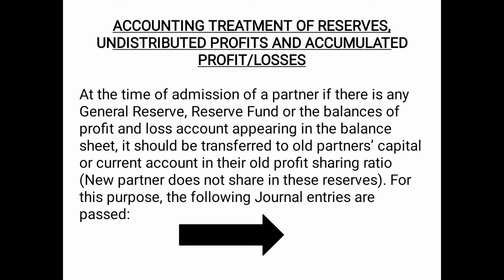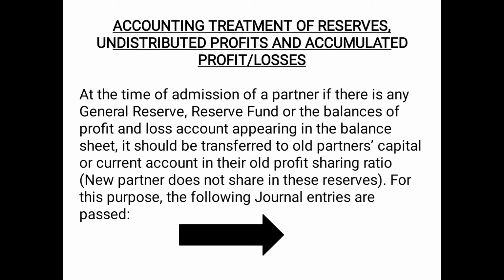So, just like there might be goodwill appearing in the books before the admission or at the time of admission, given in the balance sheet, in a similar manner, you might get reserves or undistributed profits or accumulated losses given in the balance sheet at the time of the admission. So the treatment for this is the same as goodwill given at the time of admission.